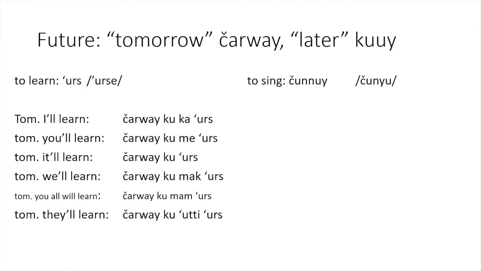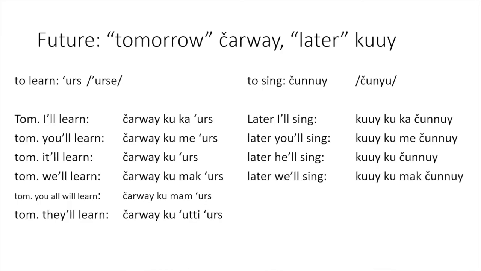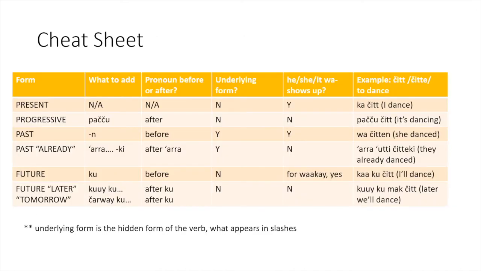So look at later, which means kuuy. Later I'll sing: kuuy kuka chunyui. Later you'll sing: kuuy kume chunyui. Later he'll sing: kuuy ku chunyui. Later we'll sing: kuuy kumak chunyui. Later you all will sing: kuuy kumam chunyui. Later they'll sing: kuuy ku uti chunyui. So that's all.